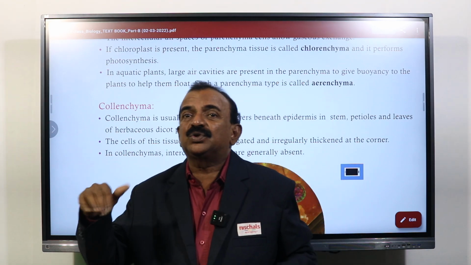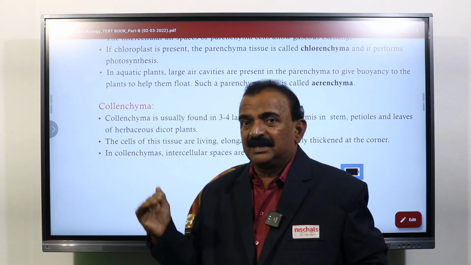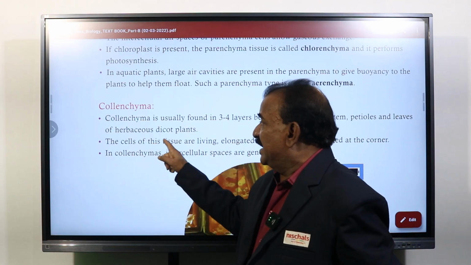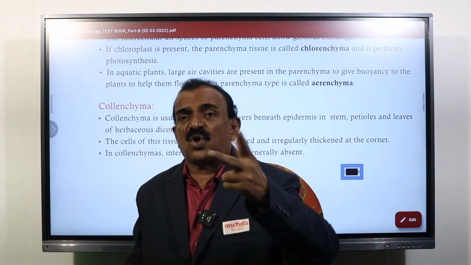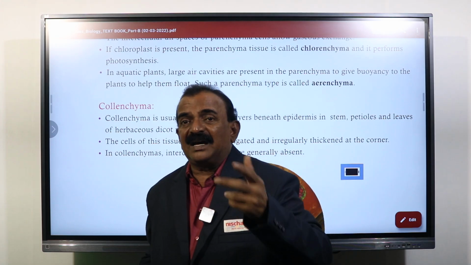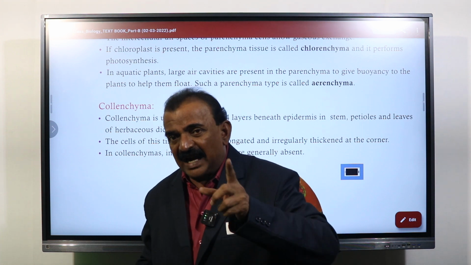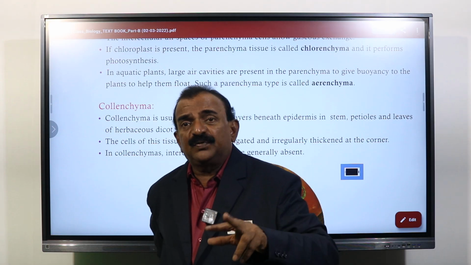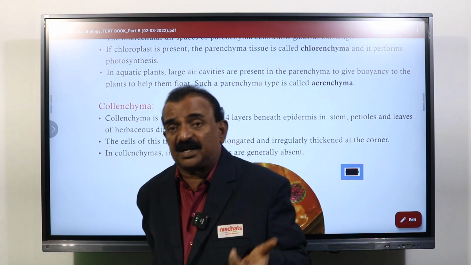This collenchyma tissue is present just below the epidermis in the stem, in leaves, in petioles, and also in herbaceous dicot plants. Dicot means the plants which have two cotyledons, and those plants are called dicots. Monocot plants have only one cotyledon. If one cotyledon is present, those plants are called monocots. If two cotyledons are present, those plants are called dicots.